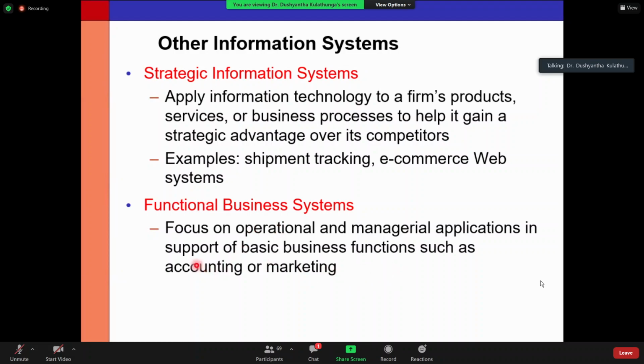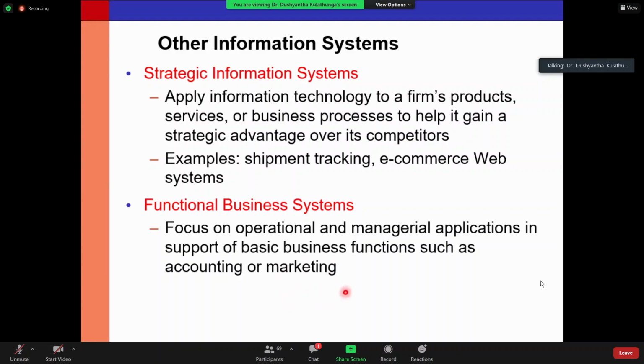So then they may be having their own systems. Therefore, these systems will focus on operational and managerial applications in support of the business functions in each function. So there can be certain accounting systems running. It can be a payroll system, a general ledger system, accounts receivable, accounts payable. Likewise, there can be different accounting systems running within the accounting function.